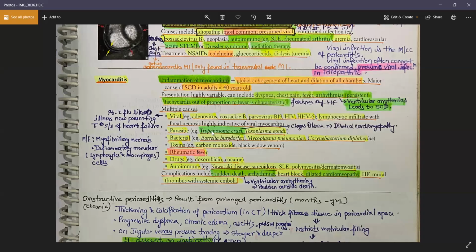And similarly, in case of Trypanosoma cruzi, you can even see the organism. If you remember what you will see in Trypanosoma cruzi when you do the biopsy, amastigotes. Exactly, amastigotes. Okay, please remember this. And for viral, you will see lymphocytic infiltrates again, right? So looking at the biopsy and looking at the history will be helpful for diagnosing a specific cause of myocarditis, right? Any doubt?